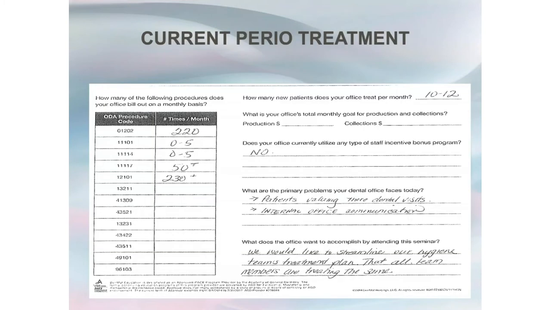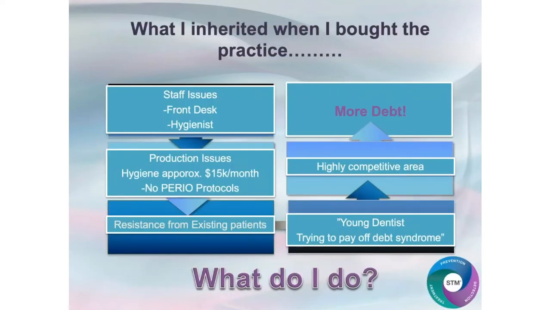We ask a lot of our attendees to fill out these forms: where's your office at? What are the big problems you're facing in your dental office? And all of them pretty much say the same thing. Patients are not valuing their dental visits. We'd like to streamline our hygiene treatment plan. We have one hygienist doing one thing in one operatory and another doing another in another operatory. There are production issues. There's no system. And these are common problems across Canada and the U.S.